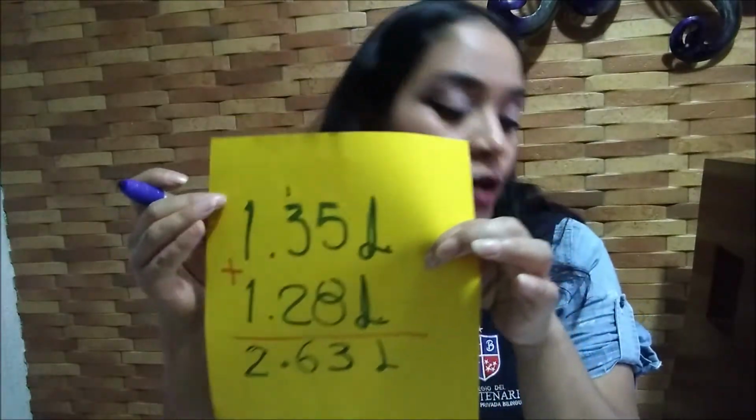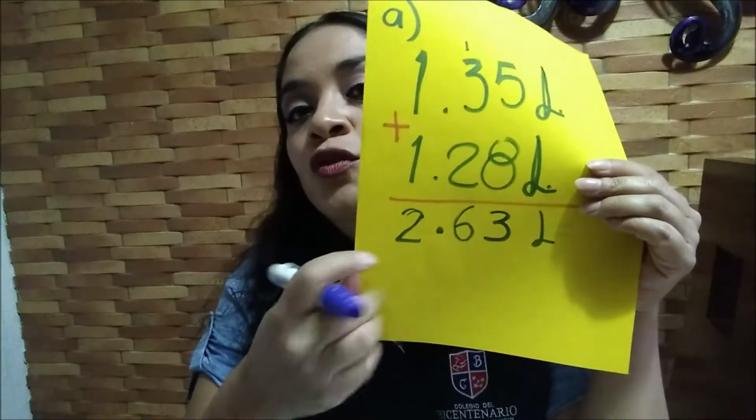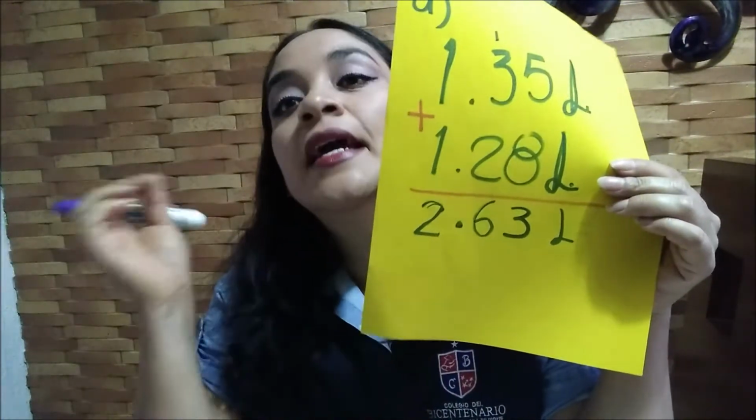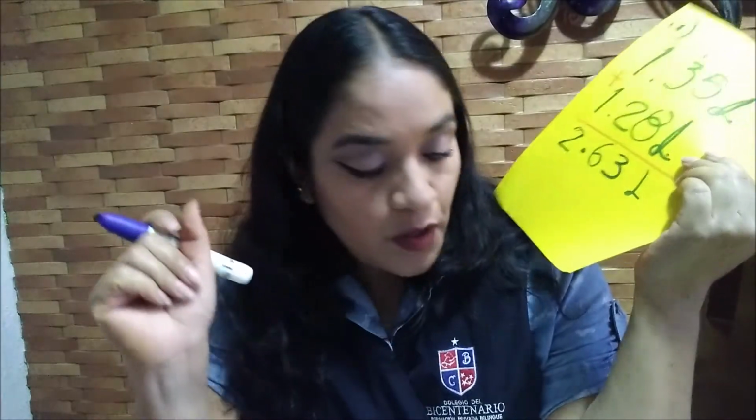So, the answer for question number 1, how much water would you need to fill each pair of containers? For the letter A, we need 2.63 liters. Do the same with exercise B.